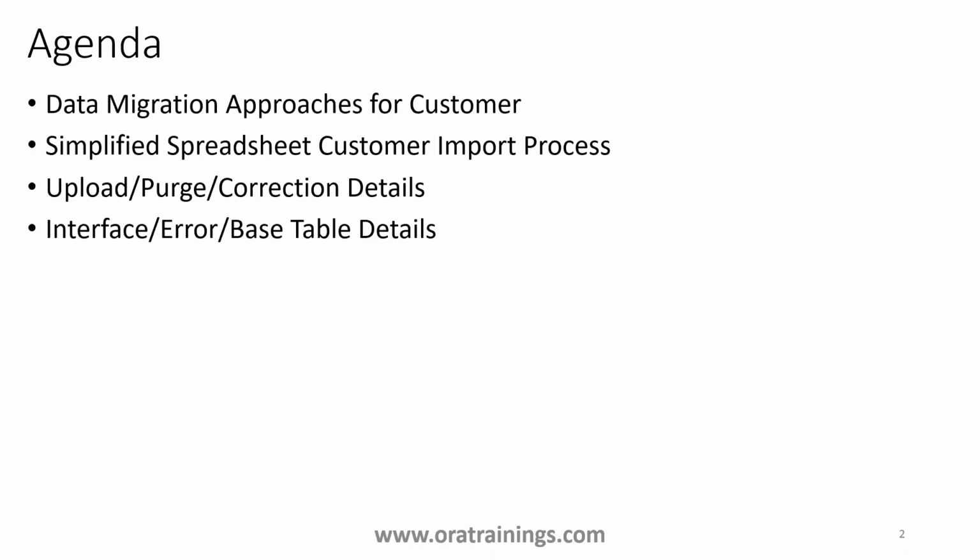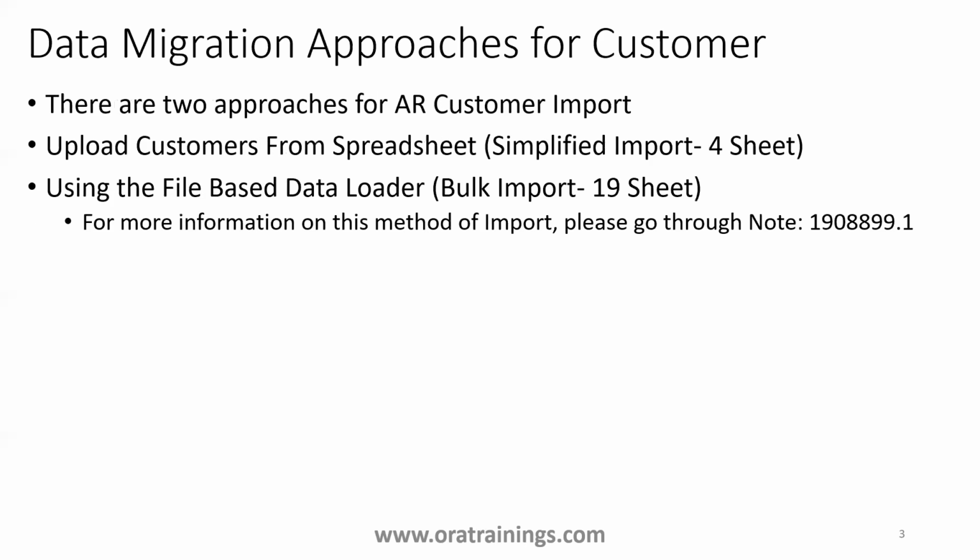And we'll try to understand how we upload, how we purge it, and how we correct it. Also, we'll discuss the table details, like when you are getting an error, or when you want reconciliation information, or when you want to find out the status of a particular record in the interface table, right? So to debug any errors, we need information about the interface or error tables. Okay, we'll discuss those table details also.